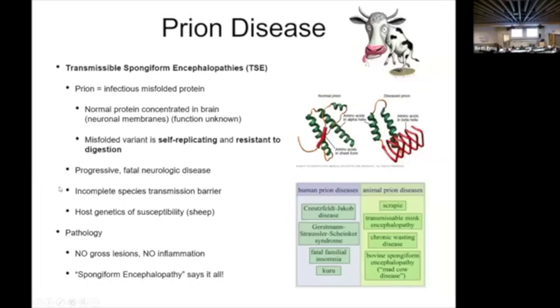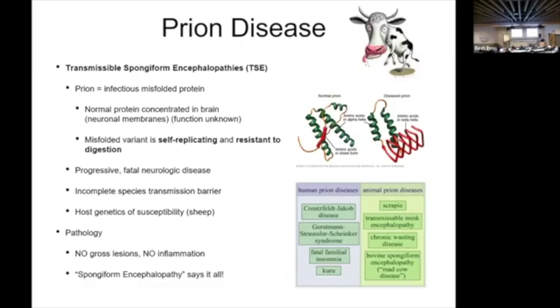There are some pretty interesting host genetics of susceptibility that's been investigated in sheep. Sheep with a certain allele are more resistant to developing prion disease, where if you have another allele, you're more susceptible. And there is an incomplete species transmission barrier that's really important. That means there is some cross between species. There is not a complete species barrier. There's a little bit of transmission, especially of the bovine form.